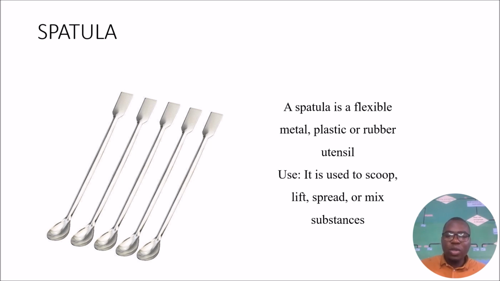We also have a spatula. A spatula is a flexible metal, plastic, or rubber utensil, and it is used to scoop, lift, spread, or mix substances. In case you forget the function of the spatula, think of it as the spoon of the lab. Whatever you use a spoon for at home, we do that with a spatula, except eating, of course. We do not eat anything in the lab. So a spatula is the spoon of the lab. You can use it for scooping, for mixing, and so on. The use is to scoop, lift, spread, or mix substances.